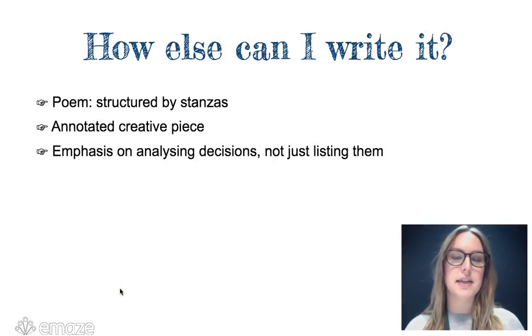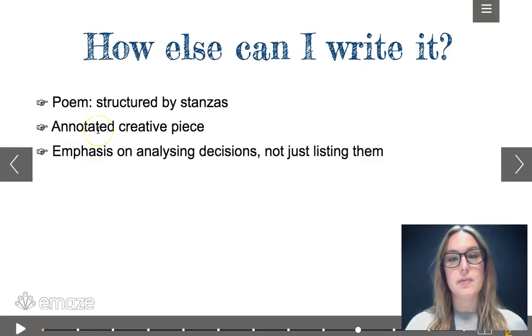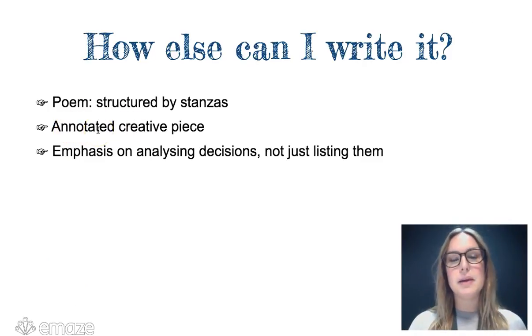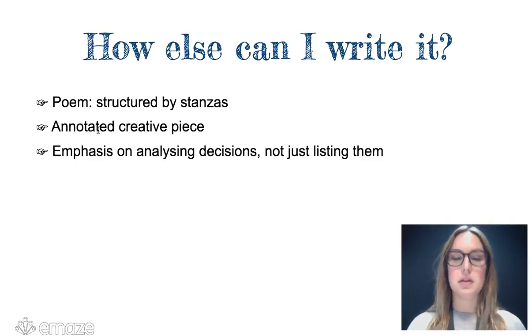Okay, so how else can I write it? There are a few different ways to structure your writer statement. For poetry in particular, a lot of students write quite a short poem, and then their writer statement involves a really short introduction and then unpacking stanza by stanza what techniques were used and why. That's quite effective for a poem in particular. You can also do an annotated creative piece. So perhaps for something like a newspaper, if you're a very visual person, you can draw lines pointing to particular aspects, whether it be structural or language features in that article, and then analysing it along the side.